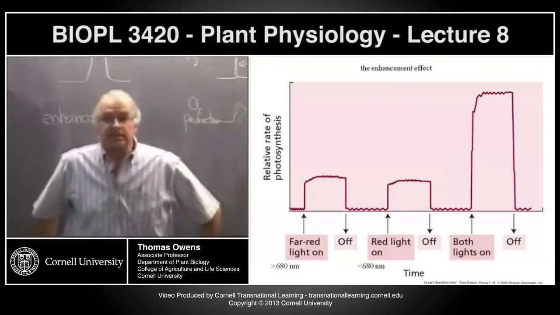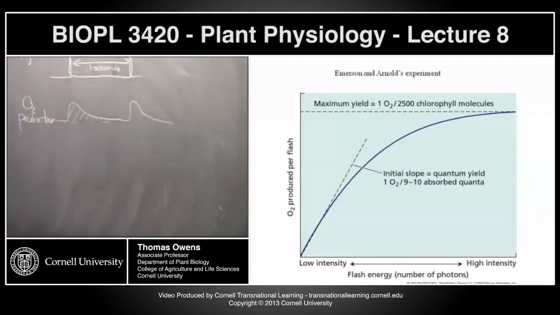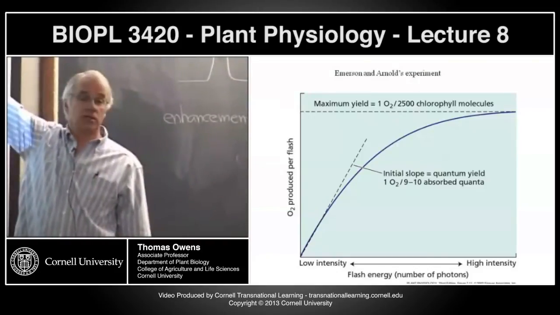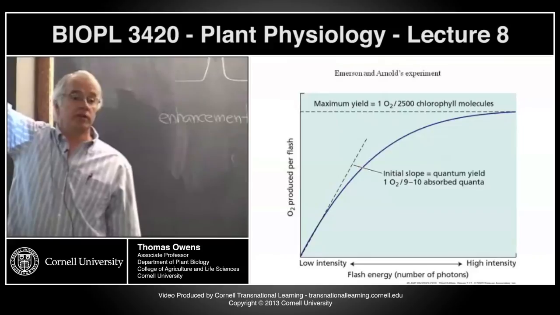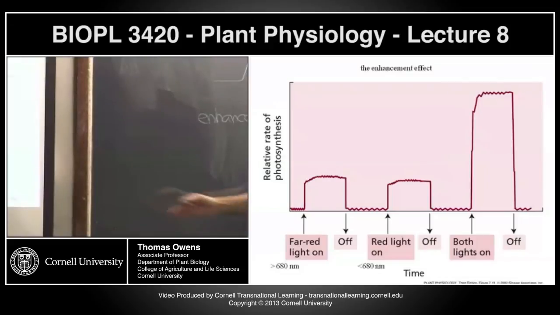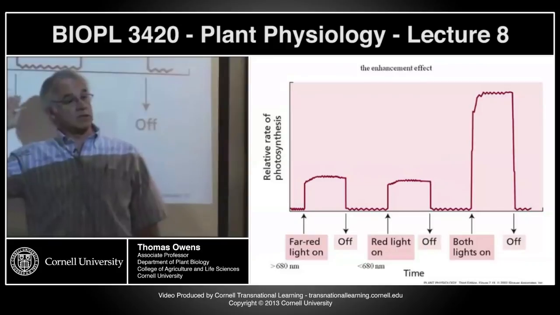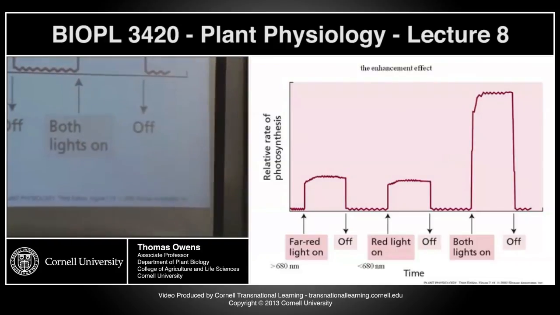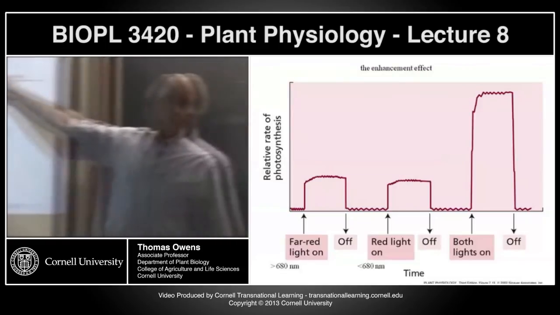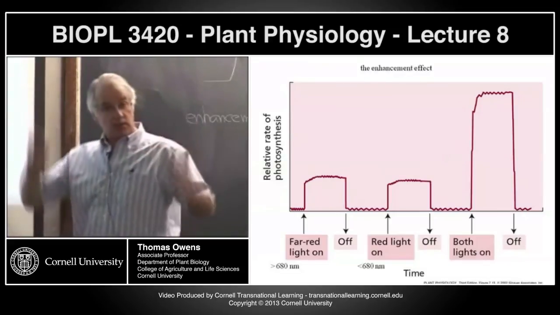And this was the first indication that in the experiment he did previously, where there were 2,500 chlorophylls interacting with each other to give rise to 1 molecule of oxygen, those 2,500 chlorophylls are not homogeneous. That there are 2 separate pools in there. One of those pools of chlorophyll absorbs at wavelengths greater than 680 nanometers, and the other absorbs at less than 680 nanometers. And either one of those alone is moderately effective at driving photosynthesis. But when you put them together, there's a much greater effectiveness. And this was the first suggestion that there are 2 different pools of chlorophylls.